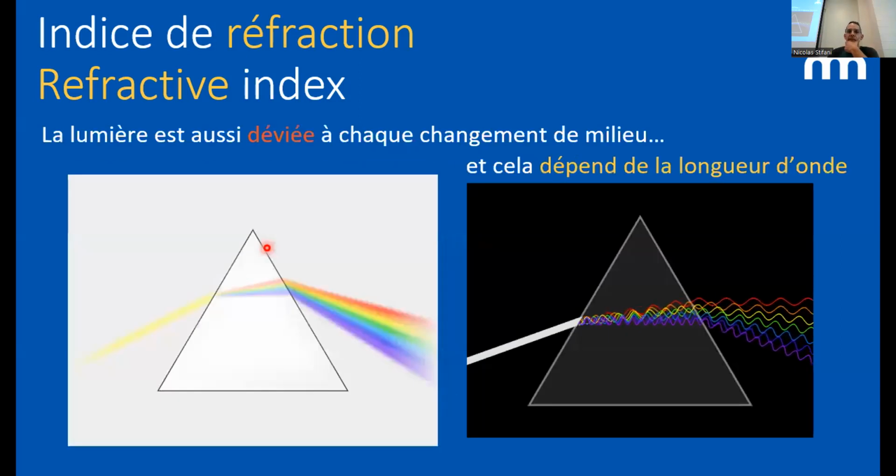The thing gets a bit more complex. It's the bend of the light. It changes depending on the wavelength. And this is kind of what's happening in a prism.